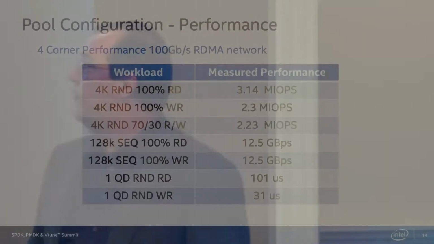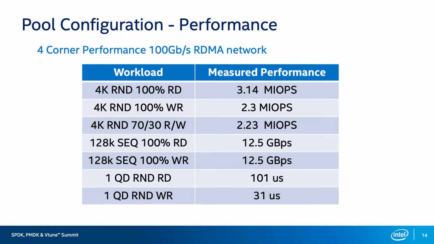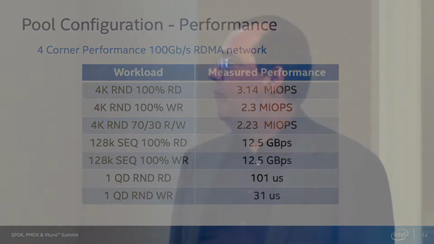Okay, I'm going to jump to a couple of slides now. I will point out this is pretty much 100 gig Ethernet limited in the read case. You see 3.14 million IOPs. You multiply that by 4K, and you get pretty much line rate. For the writes, we're pretty much limited by what the SSDs are able to take in this particular case. When we're streaming, the 128K block size is effectively streaming.